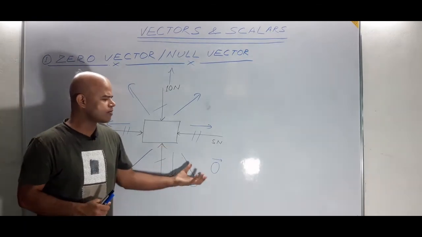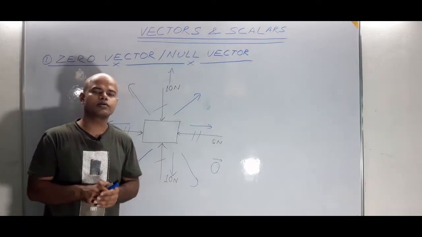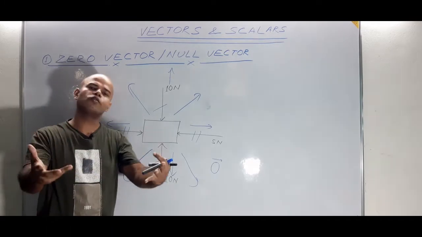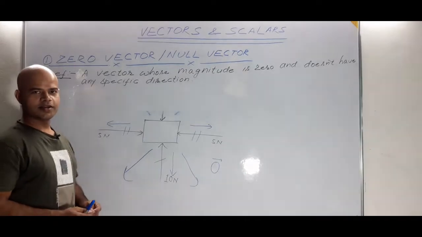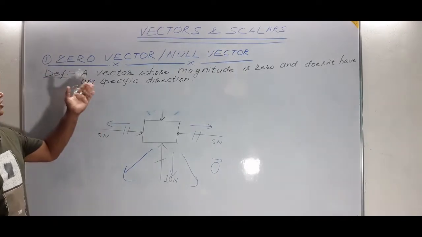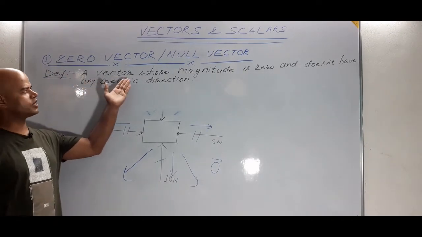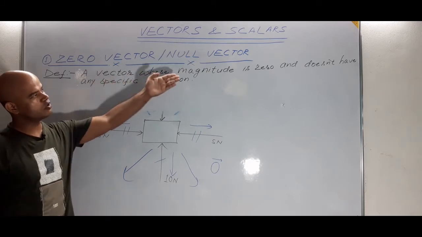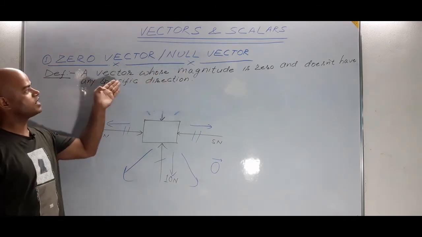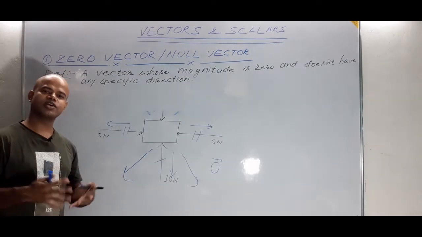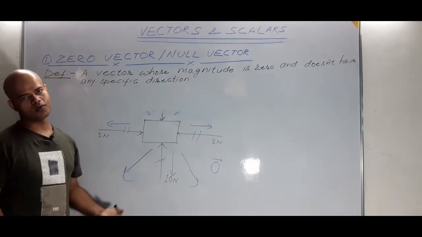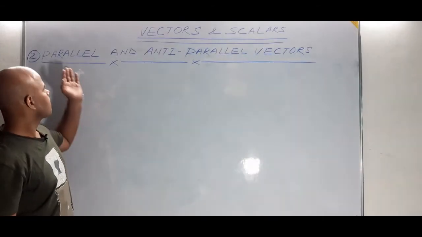We generally talk about zero vector when we talk about the resultant of two or more vector quantities, right? Let's write the definition. This is the definition of zero vector: a vector whose magnitude is 0 and doesn't have any specific direction. And we generally use it in connection with the resultant of two or more vectors. Alright, so the second one, parallel and anti-parallel vectors.